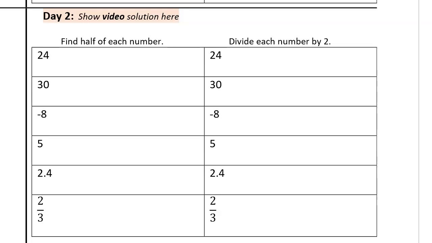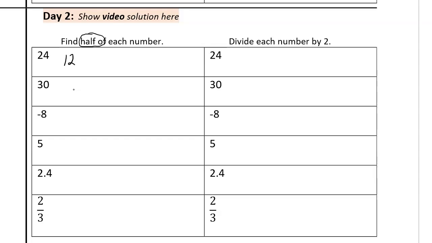Here is the answer for the day 2 bell work. Find half of each number in the first column of this chart. So the very first number given is 24. We are asked to find half of 24. Half of 24 is 12.